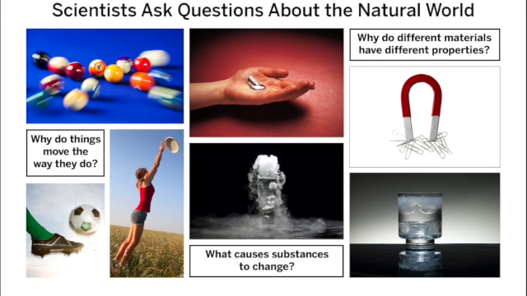So it goes without saying that scientists ask questions about the natural world. Even if it's not our particular world and outside of our world, it is about asking questions about what's going on. Why do things move the way they do? What causes substances to change? And why do different materials have different properties? So these are things that we ask, and this includes our question with which of the rocky planets were habitable.